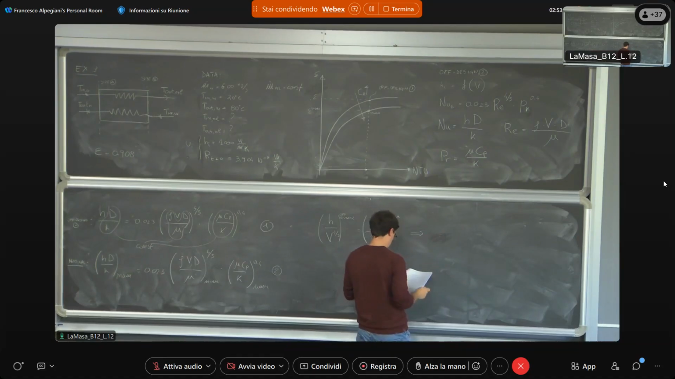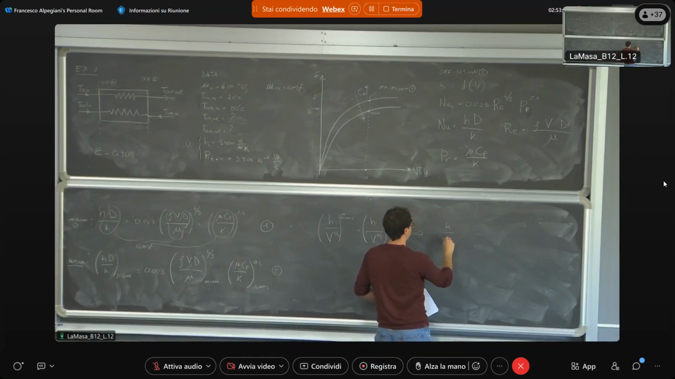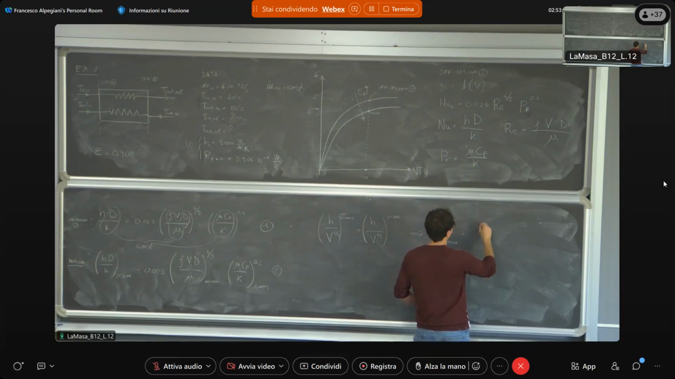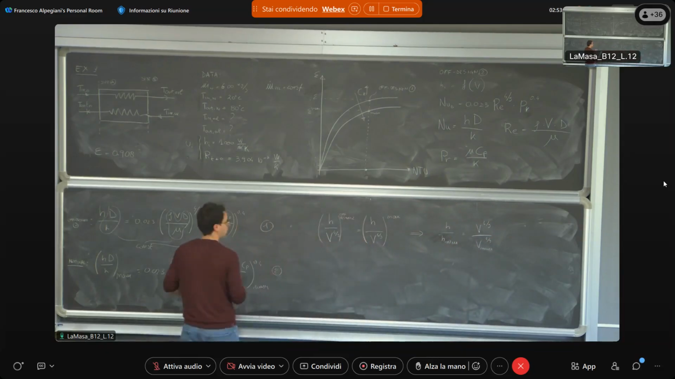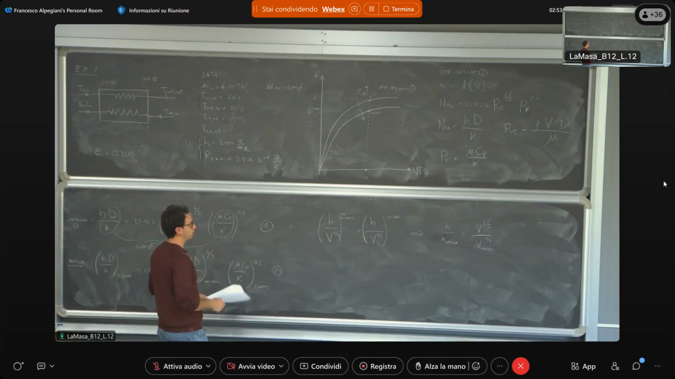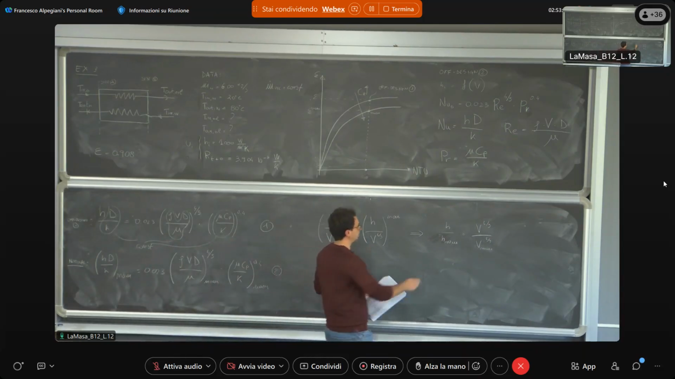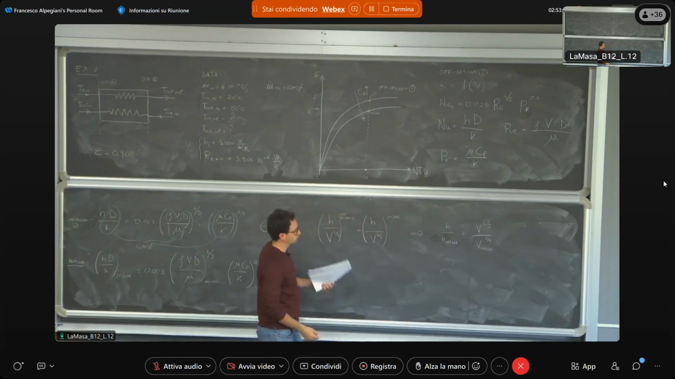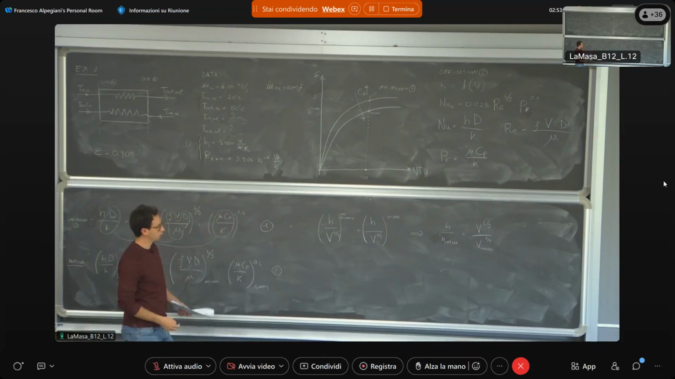h divided by h nominal equal to V divided by V nominal, each at the power of 4 divided by 5. Okay, so now we need to understand which is the new value of h, or better, to understand this ratio, we need to understand the ratio between the velocity in off-design condition and the velocity at nominal condition.